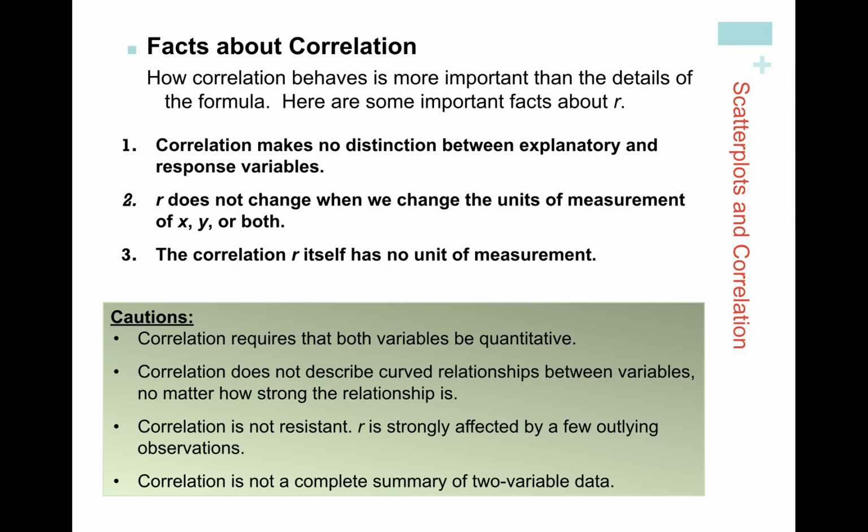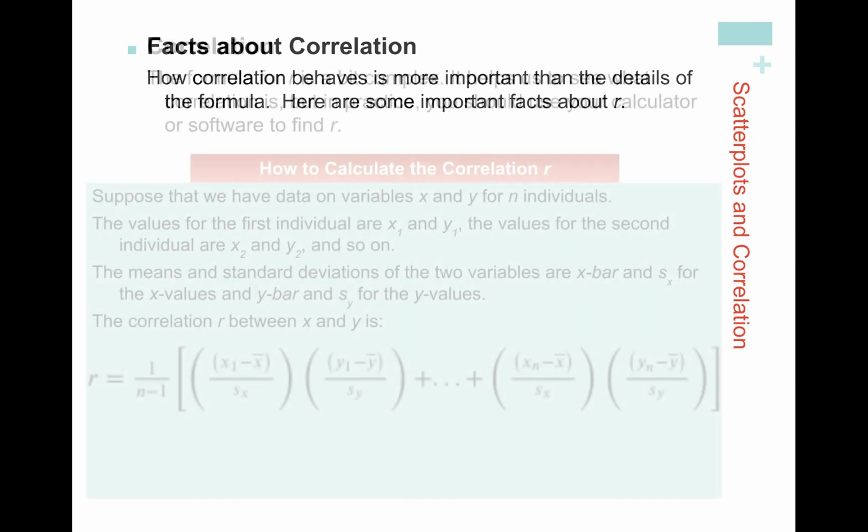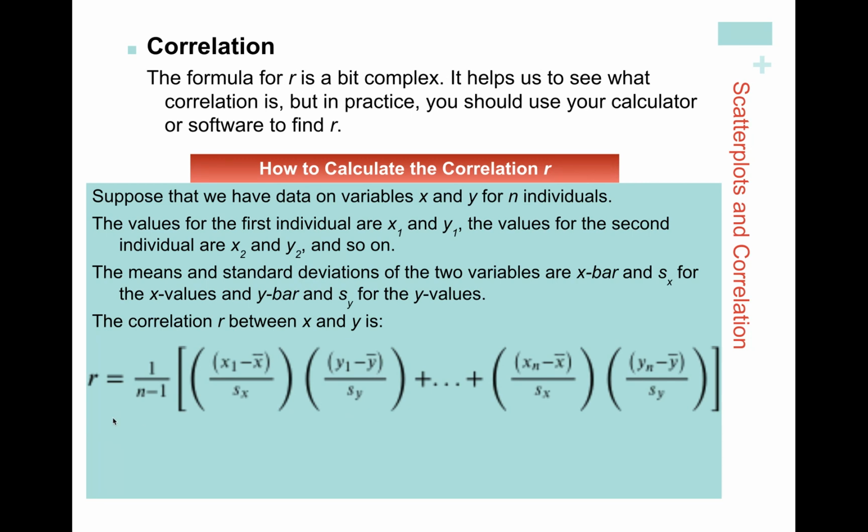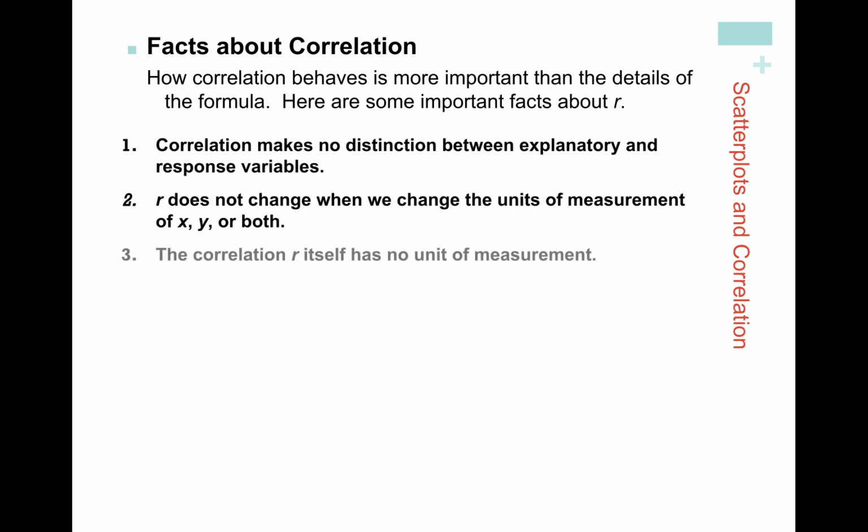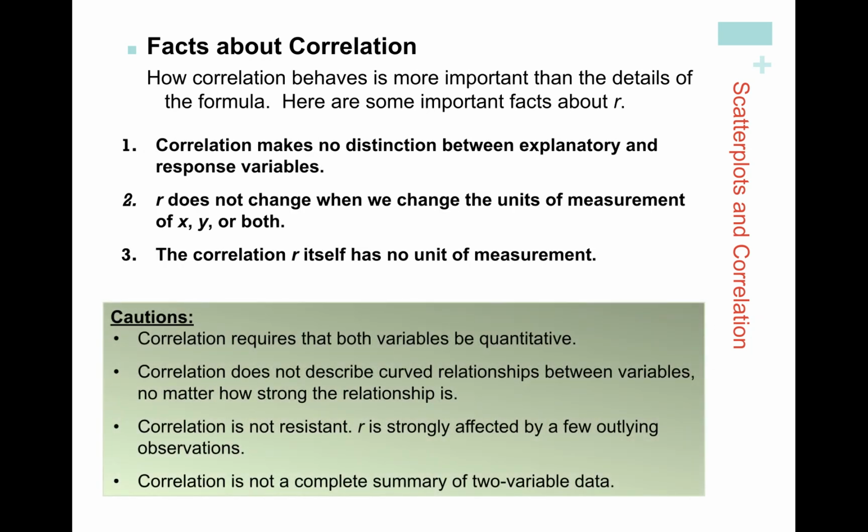Correlation is not resistant. Just like the mean and the standard deviation, r is strongly affected by a few outlying observations. Why is that? Well, now we can refer to the formula of correlation. What does r depend on? r depends on the mean and the standard deviation. So since the mean and the standard deviation are not resistant, correlation is not resistant at all because it's composed of the mean and the standard deviation.